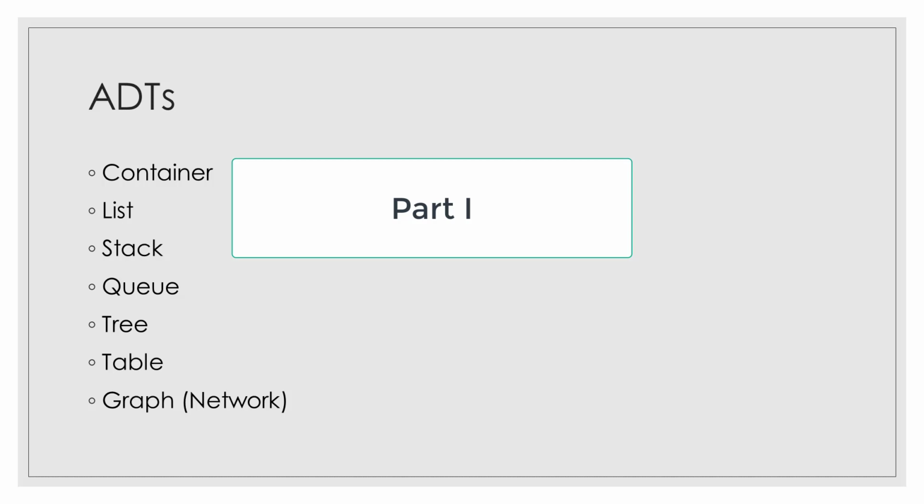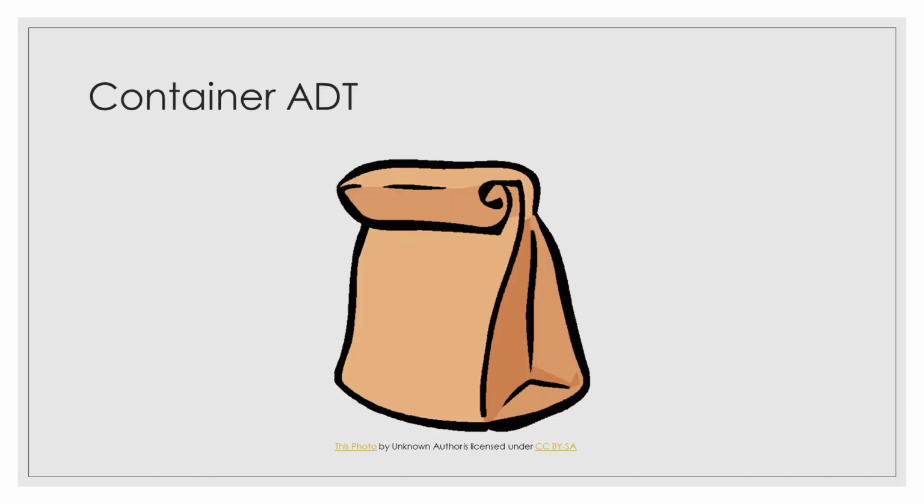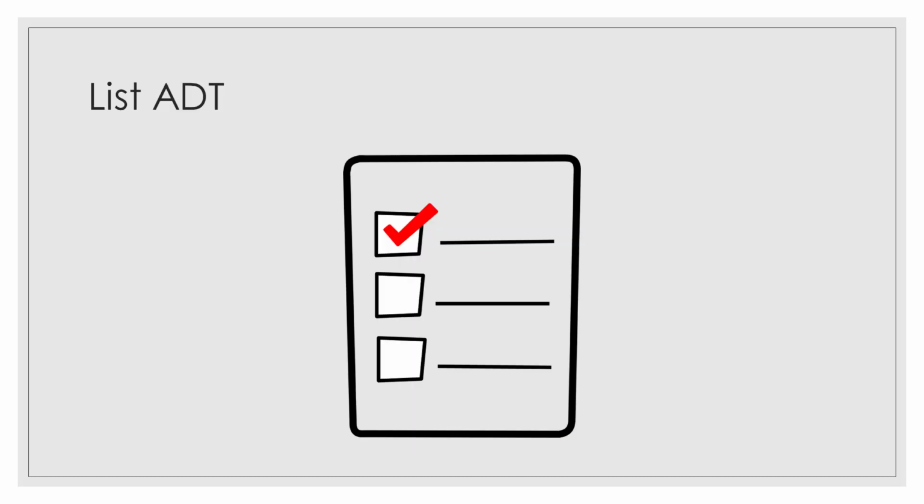In the next lecture, queues, trees, tables, and graphs will be addressed. But let's talk about the first one, containers. We've been implementing the bag ADT. That's an example of a container. It's a data type that you put things into and take things out of. Many problems are solved with such a simple data structure.